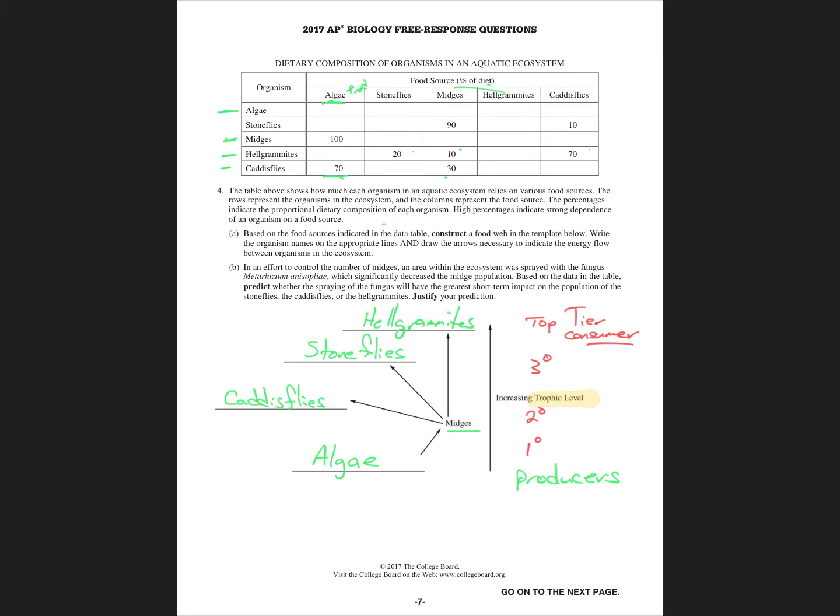All right, so I do have to actually draw the arrows. Caddisflies do eat midges, and that arrow is already here, so I don't have to draw it. Caddisflies eat midges, but they also eat algae. So I have to draw an arrow pointing upwards to caddisflies. So caddisflies are done.